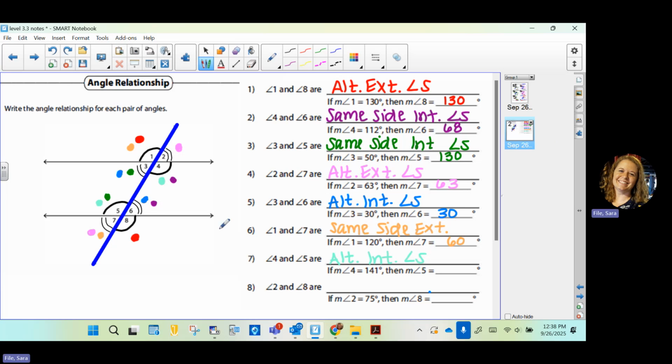Now those are supposed to be congruent, right? We can see that's how we marked them. We said they're going to be congruent. So if the measure of angle 4 is 141, then the measure of angle 5 is 141.